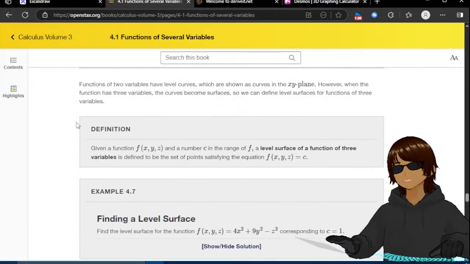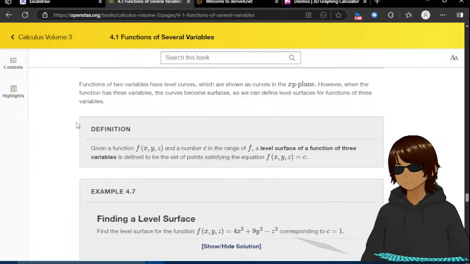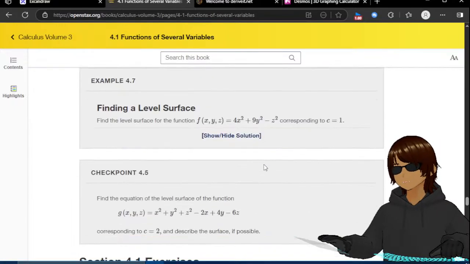Functions of two variables have level curves which are shown as curves in the xy plane. However, when the function has three variables, the curve becomes surfaces. So we can define level surfaces for functions of three variables. Given a function f of x, y, z and a number c in the range of f, a level surface of a function of three variables is defined to be a set of points satisfying the equation f of x, y, z is equal to c.